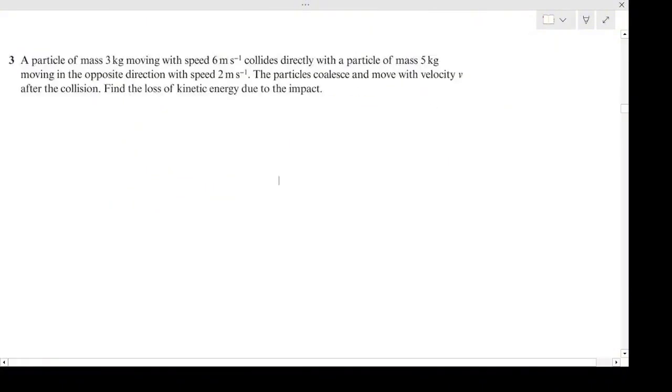Then we got this question here, which is interesting. So let's have a look. We're told a particle of mass 3 is moving with speed 6, and it collides directly with a particle of mass 5 moving in the opposite direction with speed 2. The particles coalesce and move with velocity v after the collision. Find the loss in kinetic energy due to the impact. What makes the question interesting? Hopefully you picked up on this word coalesce. We very briefly looked at what that means, but I've not looked at an example like this yet. So let's have a look at how we deal with this.